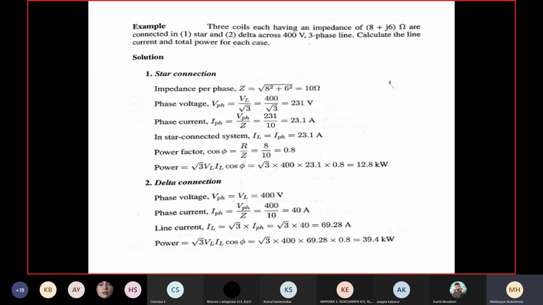Now you will get a statement. Same impedance 8 plus J6 ohm. When I connect in star, it consumes 12.8 kilowatt. When I connect in delta, it consumes 39.4 kilowatt. What is this? What kind of relationship exists between these two?